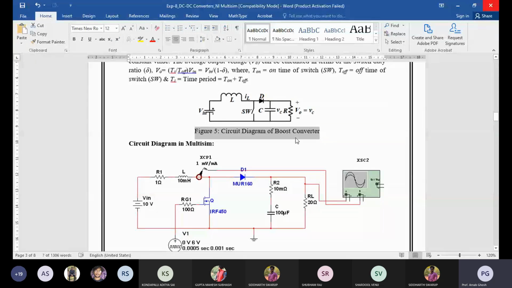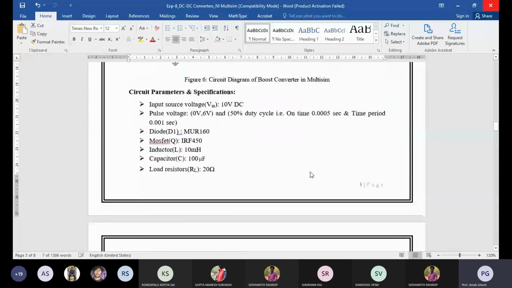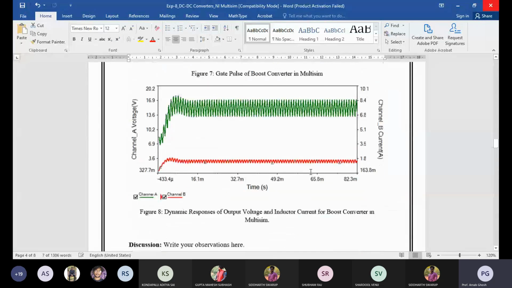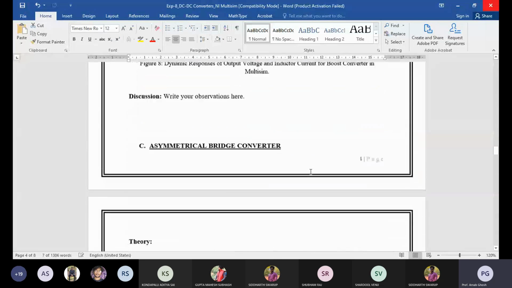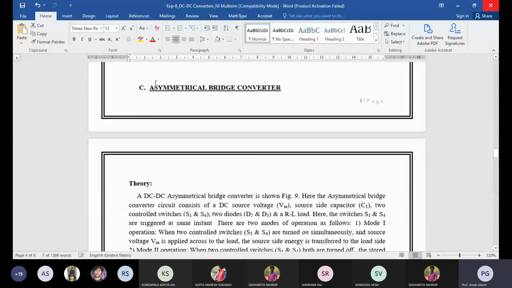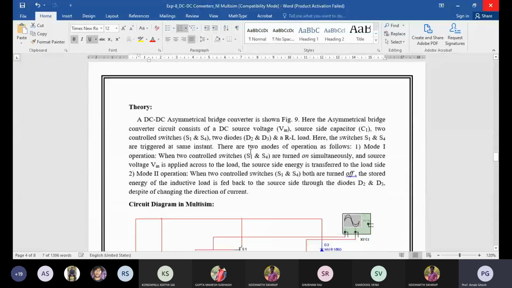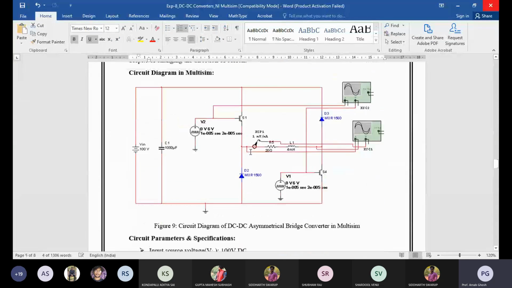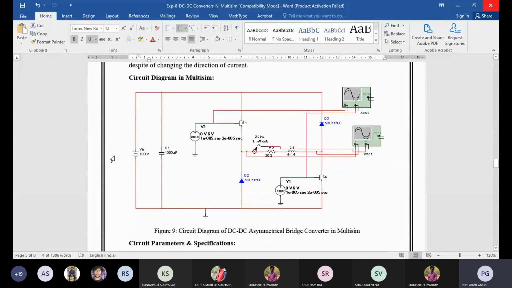Then I will go to the asymmetrical bridge converter. Here you can see the asymmetrical bridge converter. Asymmetrical bridge means it's a DC-DC converter, and in every case we are going to design the duty, calculate the duty cycle. In the asymmetrical bridge converter it looks like a bridge. You know two control switches are there, S1 and S4, and two uncontrolled switches, that is D2 and D4.